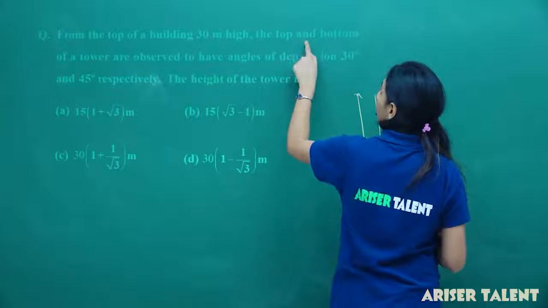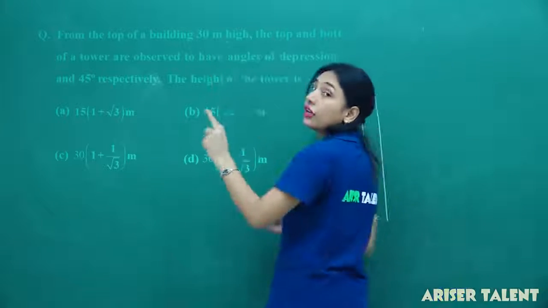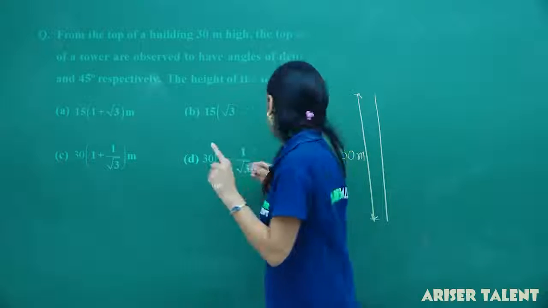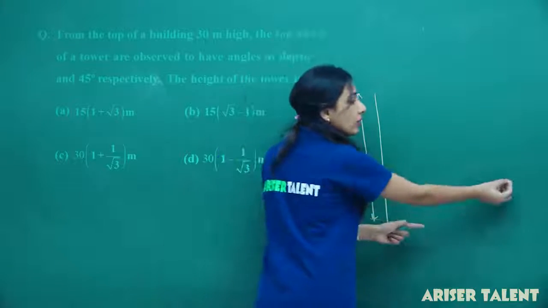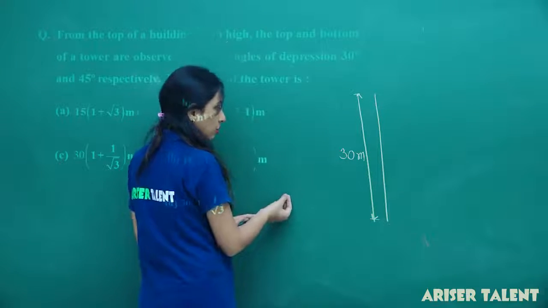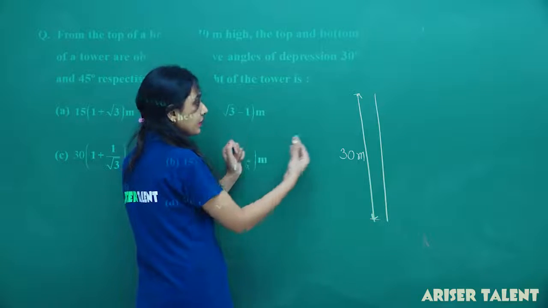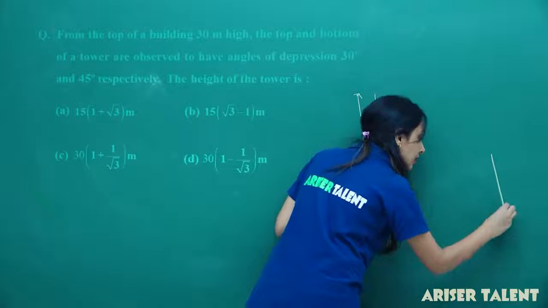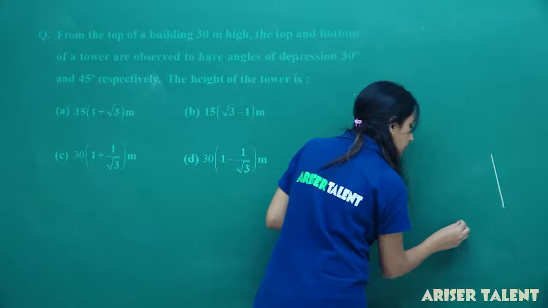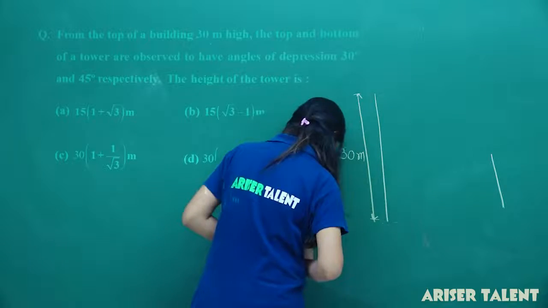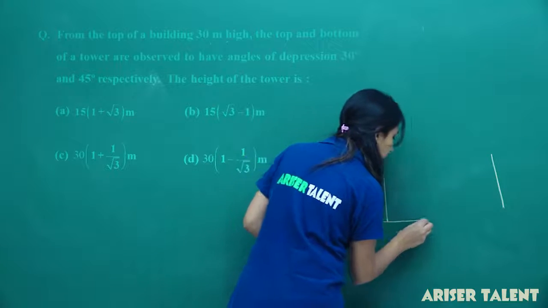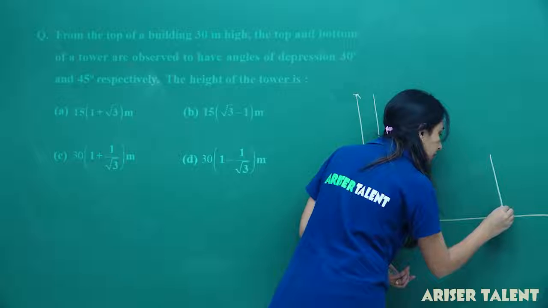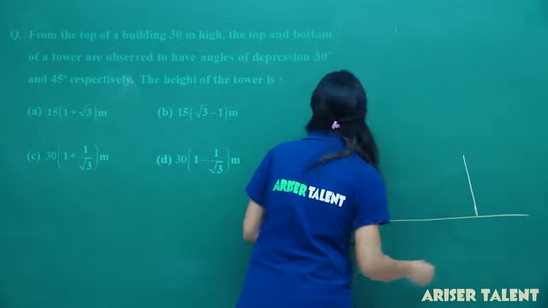30 meter high, the top and bottom of a tower. So, it's talking about another tower, not the building. Okay, so I can make it here also, and it will be somewhat merged in between these things. So, I am drawing a tower here on the ground only. So, if this is the ground, it will be what?